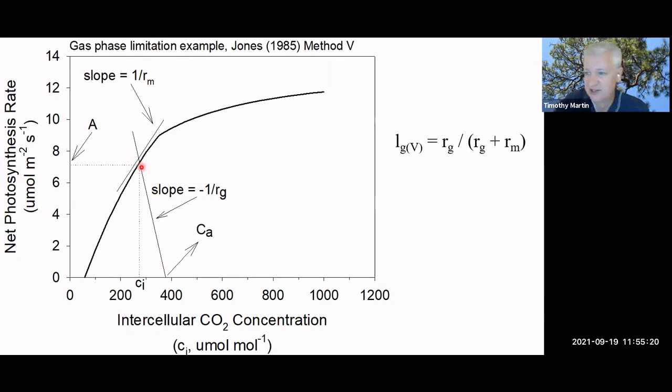So you basically measure net photosynthesis rate at the operating point, and then you step up your CO2 concentration, maybe 20 or 30 parts per million above that for a couple of points, and then 20 or 30 parts per million steps below that for a couple of points. And then you've got what at that point will be a relatively linear line that you can use to calculate this slope, which you can use to calculate Rm. And then you'll calculate Rg based on the slope of this line at the operating point.